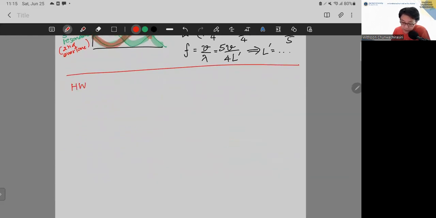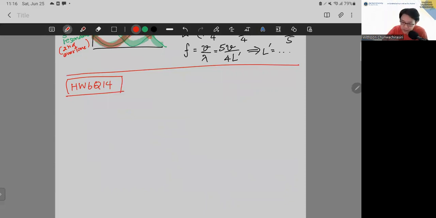Homework number 6, question 14. Now you have a tuning fork with the frequency given of 512 hertz placed near the top of the tube shown in the figure. The water level is lowered so that the length L slowly increases from the initial value of 20 centimeters. Determine the next two values of L that correspond to resonance modes. So they just want two more resonances as the air column gets longer.